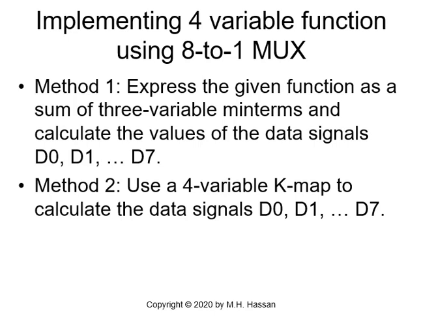And we will find the data values D0, D1 to D7. In method 2, we'll use a 4-variable K-map to calculate the data signals D0, D1 to D7. Okay? Both of them are easy. We need just a bit of attention.